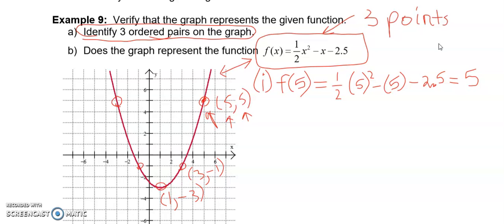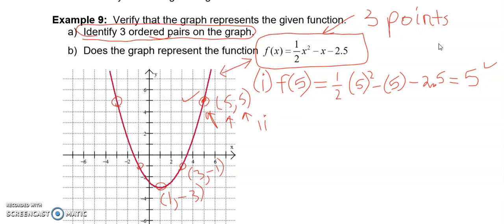That means that the point 5, 5 is on our graph. It is really on the graph of that function. So this first point tests out perfectly. That's great. Good news so far. Now, by the way, if I never got back a 5 there, then you don't need to test any other points because you know the graph and the function are not one and the same.